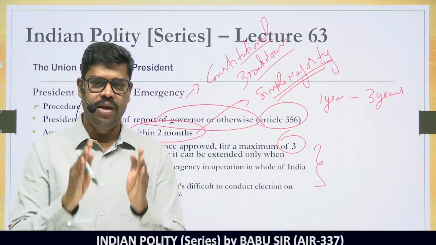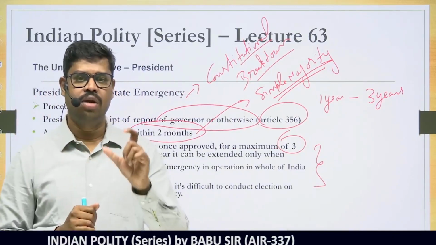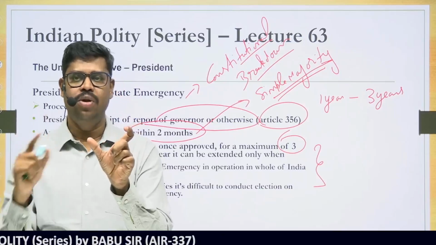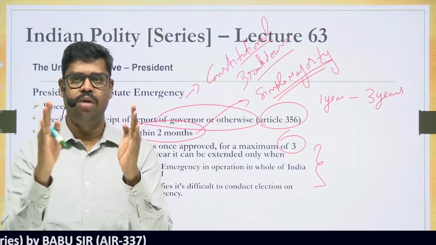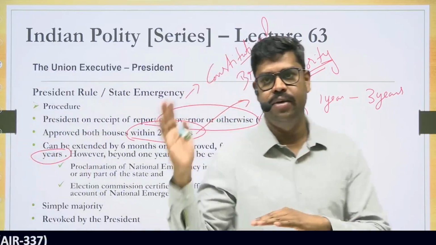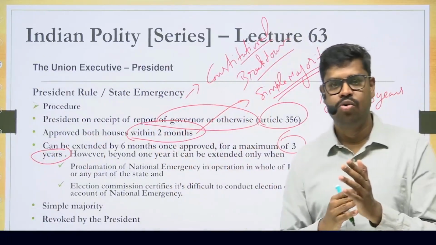Normally, whenever President's Rule is imposed, it is for a period of 1 year. And by the Parliament giving the approval, it can be extended by another 6 months. So normally 1 year. Beyond 1 year, can it be extended? Yes. How long can it be extended? Up to 3 years. Under what two conditions?